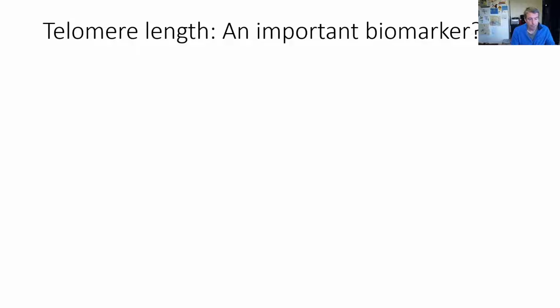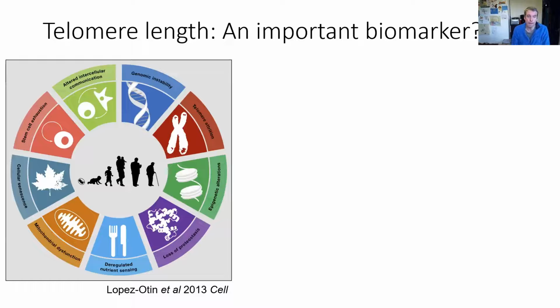So telomere length and telomere attrition, I think, are quite widely accepted as a very important part of the suite of cellular and molecular processes that biogerontologists now think are responsible for aging in quite a general way. This is from a paper from a few years ago, which identified nine so-called hallmarks of aging, and you can see in the red chunk that telomere attrition is one of those nine hallmarks.